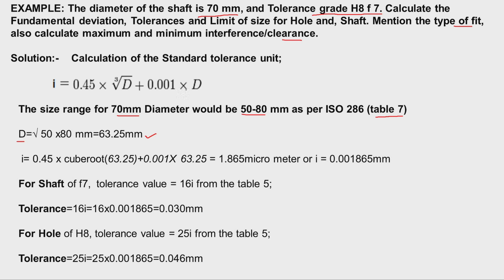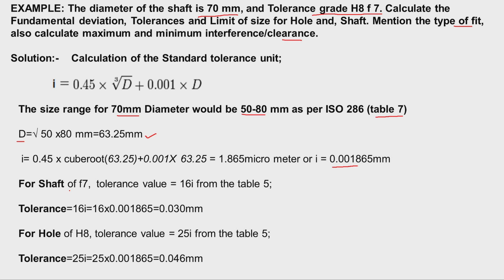Now we have to insert this D in this equation to find the tolerance unit. So the value of D is inserted here, 0.45 times cube root of 63.25 plus 0.001 times 63.25. So this will give us 1.865 micrometer or 0.0018 millimeter. Now after finding this i, we can find the tolerance values for shaft and hole.